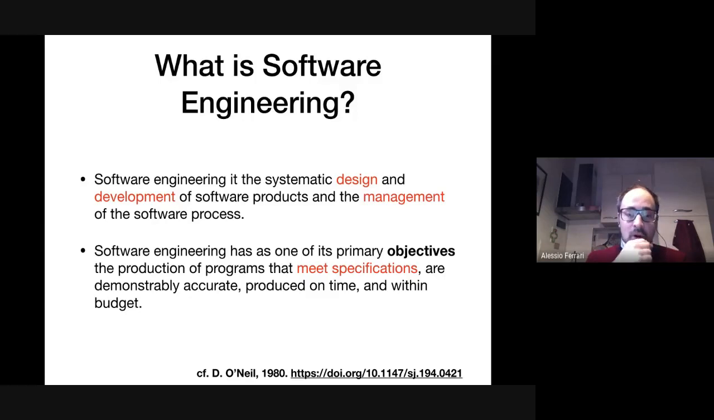Let's read the second point that tells us about the goals of software engineering. So we have software engineering as one of its primary objectives, the production of programs that meet specifications, are demonstrably accurate, produced on time and within budget. What does it mean? It means that the first goal of the software engineering discipline, because it's a discipline like math, let's say, or physics, is to create programs, so running code, that is in agreement with what the customer wants, that meets specifications, so meets the description of what is expected from this software, are demonstrably accurate, so we can show that it meets the specification in a way that can be demonstrated, can be proven, can be tested. Okay, is produced on time and within budget.